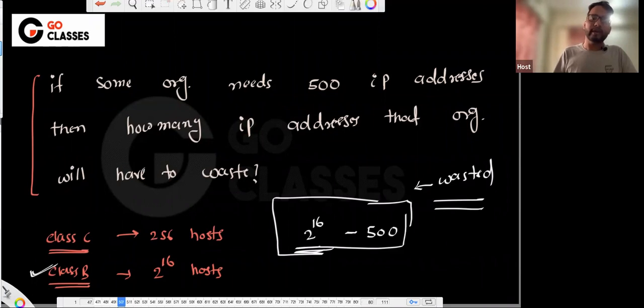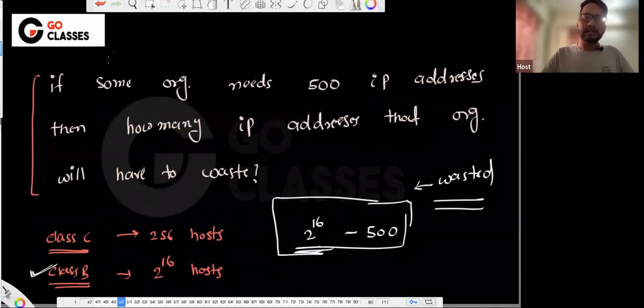Class A has 128 networks. Yes, class A has this many networks, but I'm asking how many hosts or IP addresses it has. It has 2 power 24 IP addresses, right? If 128 networks.